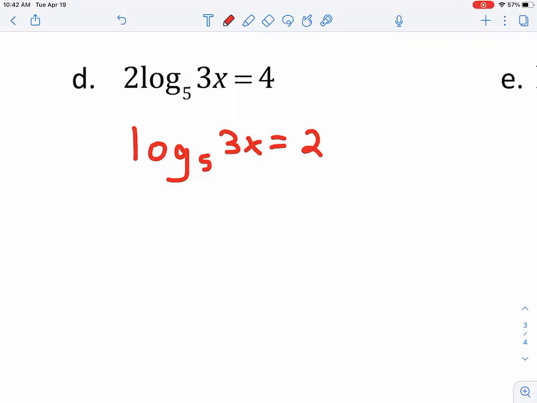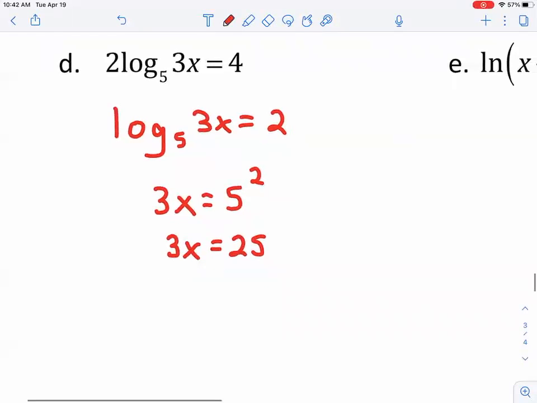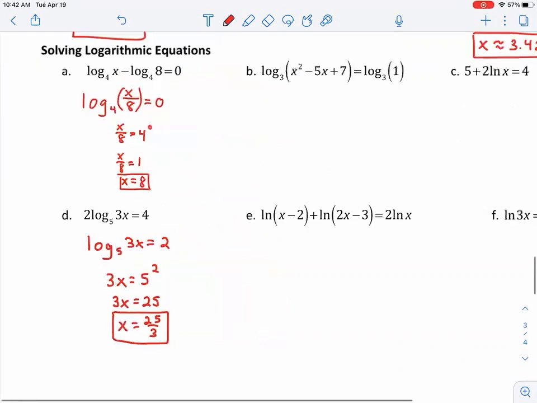Now let's put it into exponential form. So 3x is going to equal 5 to the 2nd power. Now 5 squared, of course, is 25, which we're then going to divide by 3. So I get 3x is equal to 25, and x equals 25 divided by 3.